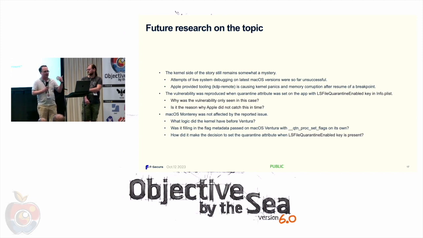So we tried to use the Kernel Debug Kit to basically follow the same steps as in user space, but in the kernel, to set a breakpoint and inspect the state. But for some reason it was causing kernel panics and memory corruption issues. So if anyone has any advice on how to debug a live kernel in recent macOS versions, that would be super appreciated.